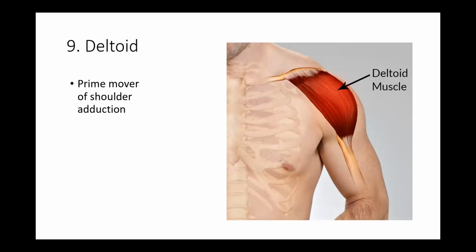You typically have your anterior deltoid, your medial deltoid, and your posterior deltoid. They combine to make your whole deltoid muscle. You have to do different types of exercises to target all 3 spots.